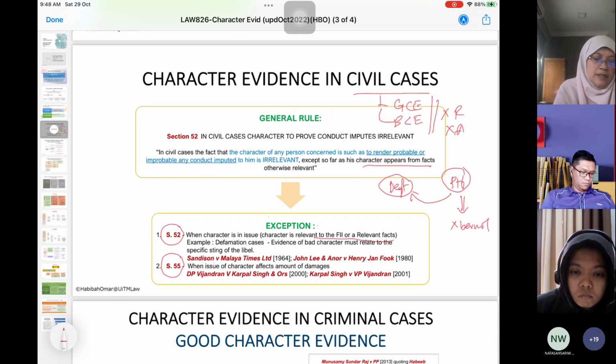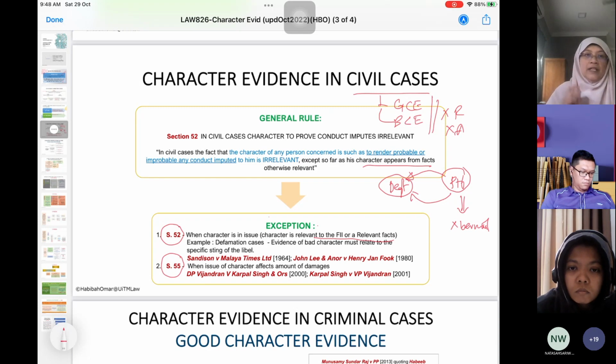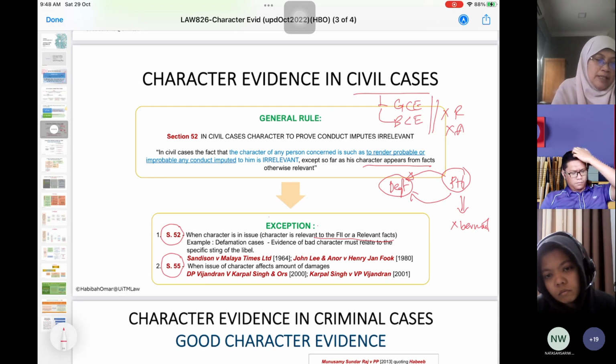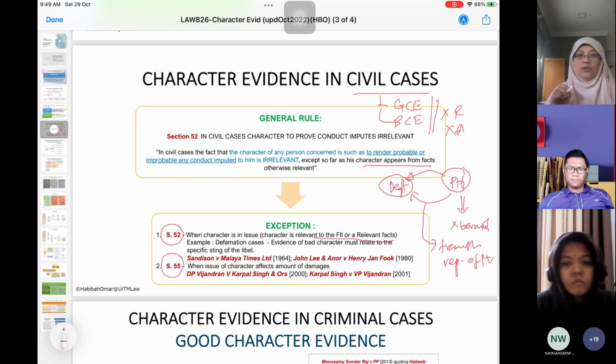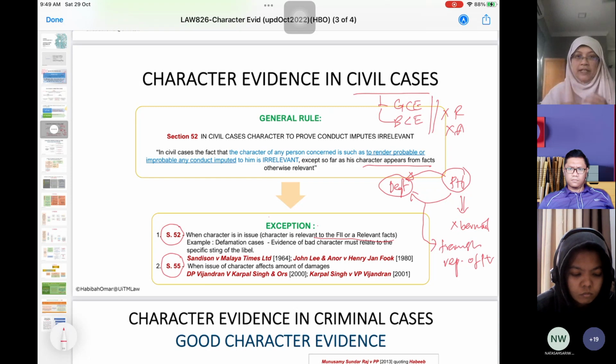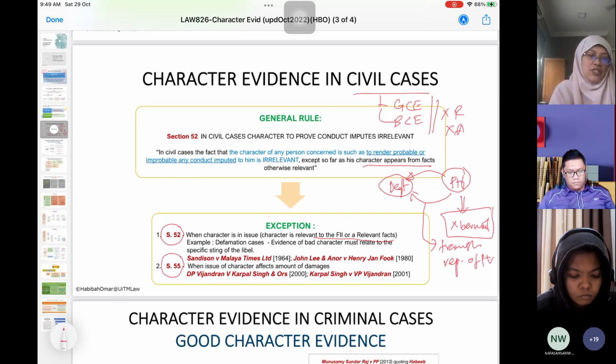Iaitu dia suka frequenting prostitute katakanlah, ya. Seorang yang tidak bermoral. So what happened here is that the plaintiff here is suing the defendant for defamation. Dan dalam konteks law relating to defamation, elemen yang perlu dibuktikan ialah pernyataan yang dibuat oleh defendant here is tarnishing the reputation of the plaintiff. So dia mesti ada publication, iaitu the statement tersebut mesti dipublish, katakan dalam surat khabar ke, surat layang ke. So there must be publication, and this publication is actually tarnishing the reputation of the plaintiff.